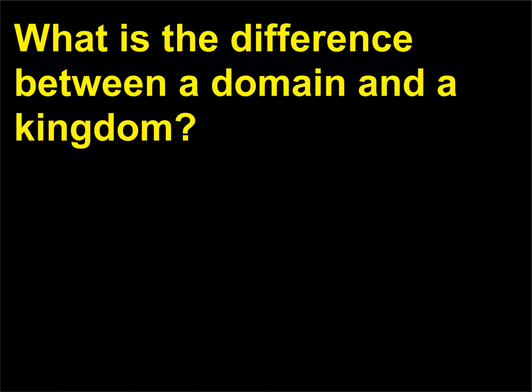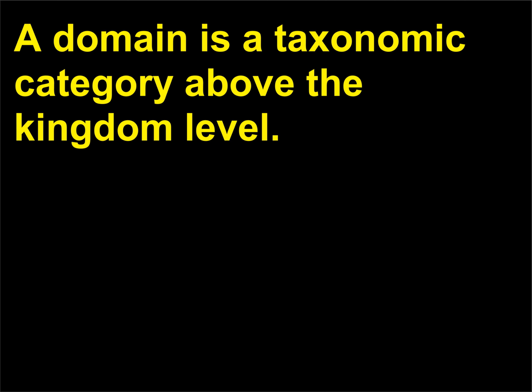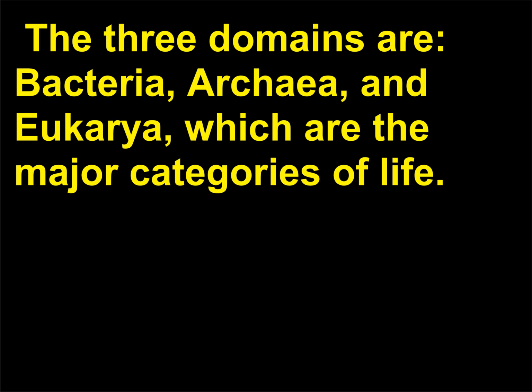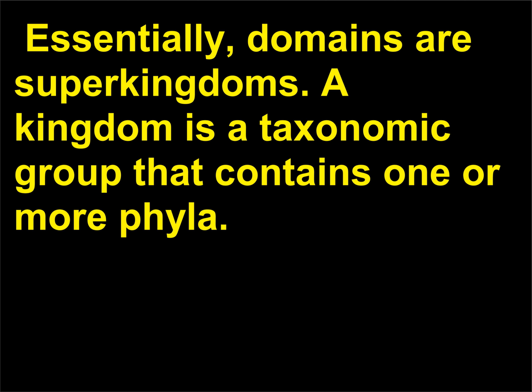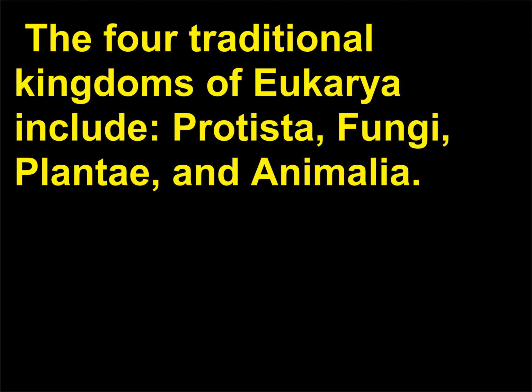What is the difference between a domain and a kingdom? A domain is a taxonomic category above the kingdom level. The three domains are bacteria, archaea, and eukarya, which are the major categories of life. Essentially, domains are superkingdoms. A kingdom is a taxonomic group that contains one or more phyla. The four traditional kingdoms of eukarya include Protista, fungi, plantae, and animalia.